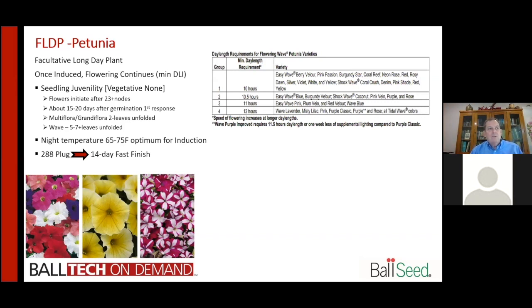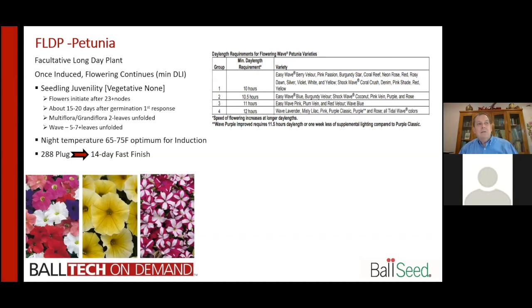And how you do this fast crop is with seed raised is use a 288 plug so that you've got a little bit more space to grow the plant, and you basically grow them under long days once they have about 2 leaves unfolded. This is best to do with multiflora or grandiflora, more difficult with Waves.